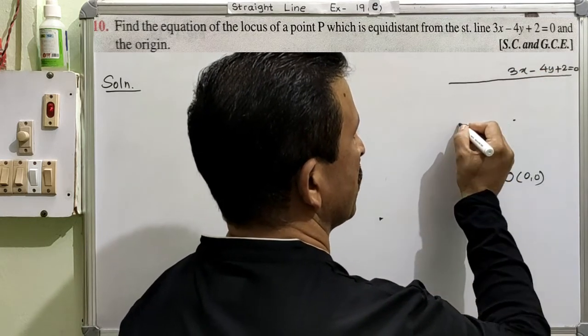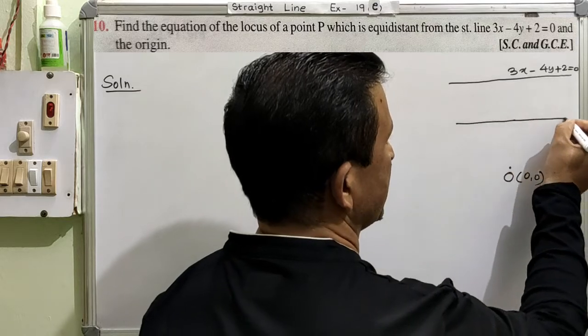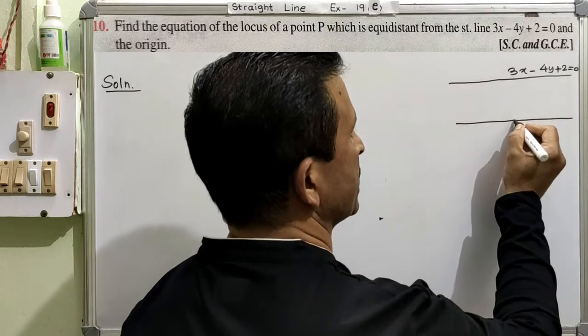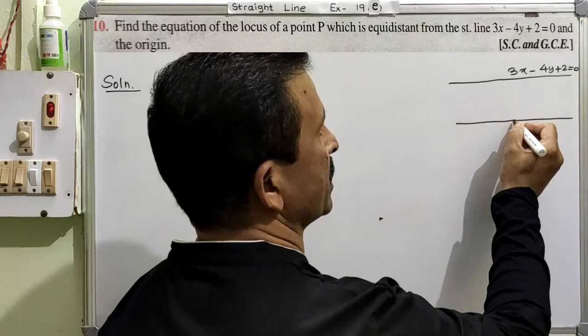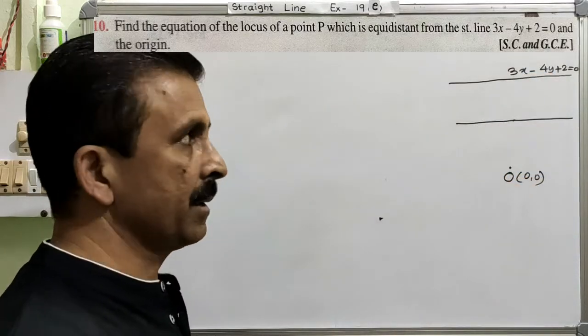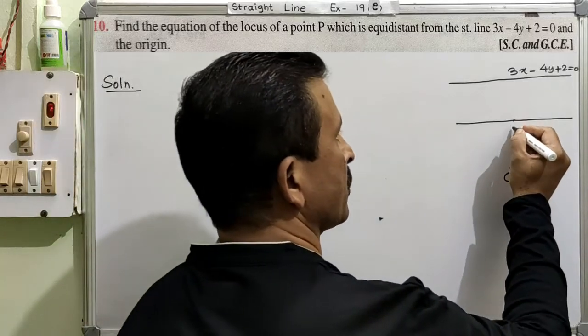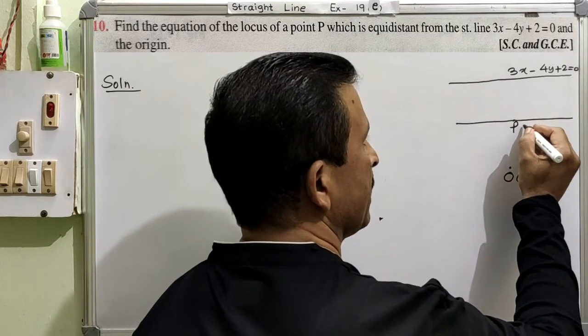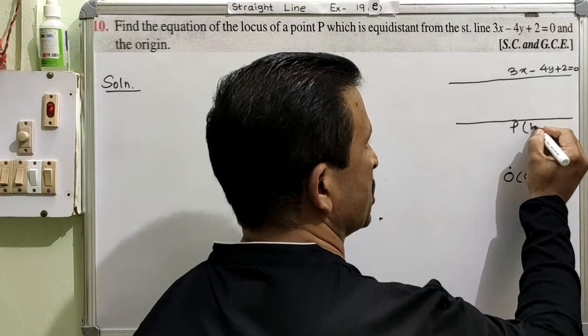Is it okay? So maybe your equation will be somehow like this, your line will be somehow like this, and on this line you have this point which is at equal distance from the line and the origin. Is this very clear? So let us assume this point, name this point as P, and the coordinate of this point is h and k.